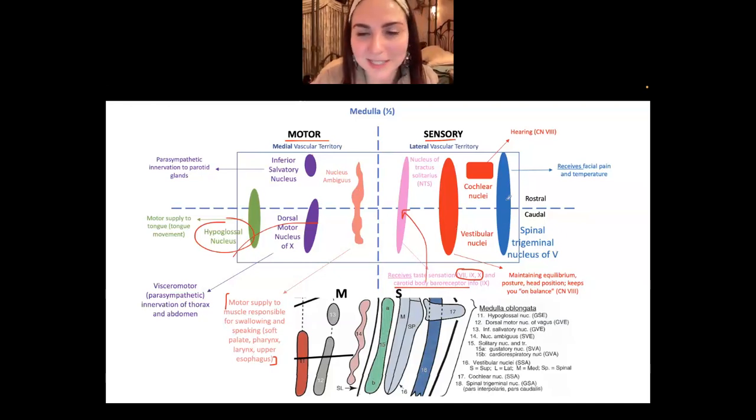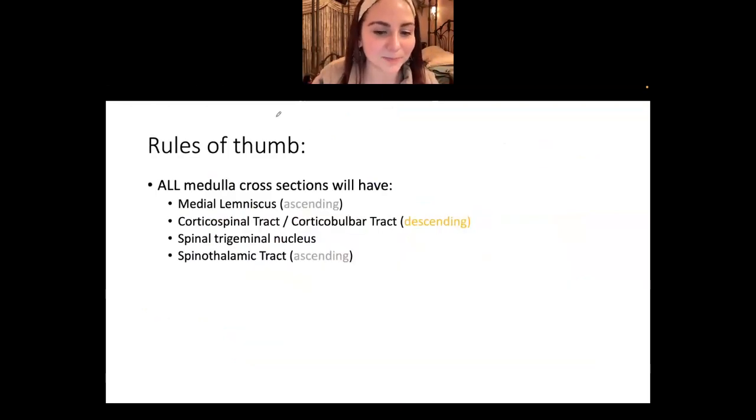Again, I tried to color code as best as possible. And then here is your spinal trigeminal of 5. Look, we still have 5. We're all the way down the medulla, and we still have cranial nerve 5. It's going to receive facial pain and temperature. It's just that same one that was in the pons. It just extends all the way down. But don't get confused, because we are talking about facial stuff, but we're talking about the nucleus for cranial nerve 5, because it does have a really big facial component. I always think of the spinal trigeminal nucleus of 5 as the spinothalamic tract. It's basically the equivalent of the spinothalamic tract, but for cranial nerve 5 in the face.